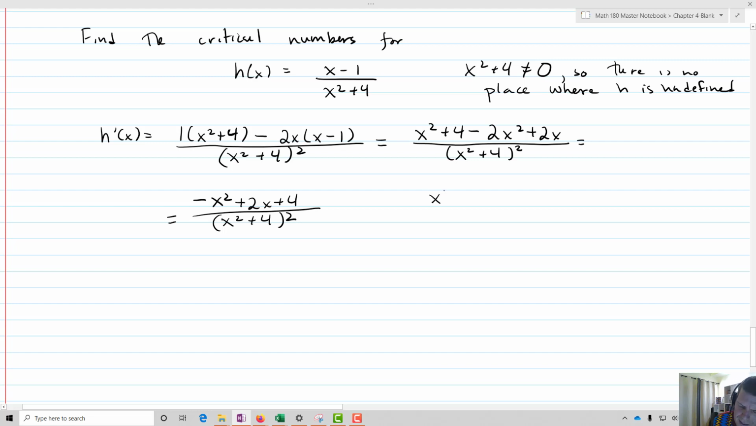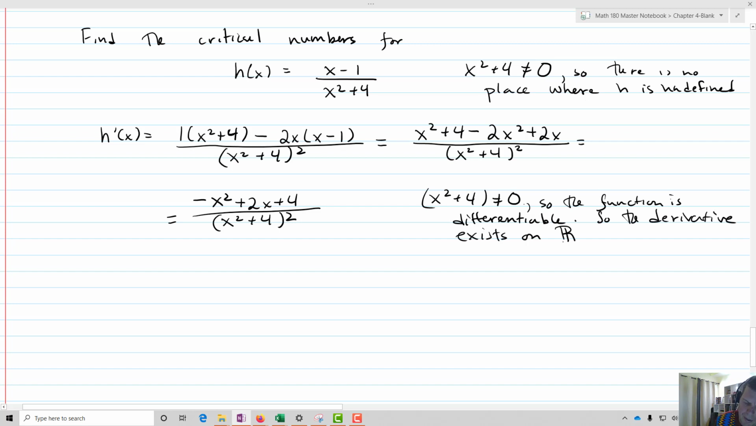Once again, notice that x squared plus 4 is never going to equal 0. So the function appears to be differentiable everywhere. The function is differentiable everywhere, so the derivative exists on the real line, on R. Now we want to figure out where h prime of x is equal to 0. Well, we don't have to worry about the bottom, but the top we will. So let's find negative x squared plus 2x plus 4 equal to 0, to find our critical numbers.